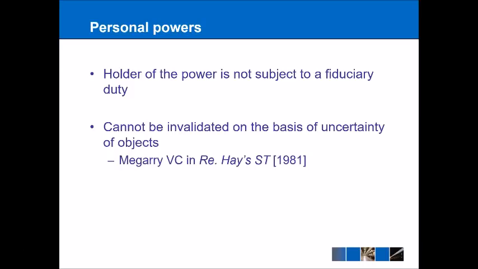Moving on, we can look at personal powers. The holder of a personal power is not subject to a fiduciary duty, and because they're not subject to a fiduciary duty, it means that we cannot invalidate a personal power on the basis of uncertainty of objects. It just grants the person the power to actually use their discretion, and so we don't have to apply any sort of strict rules or anything like that. The person can just choose who they want to benefit.